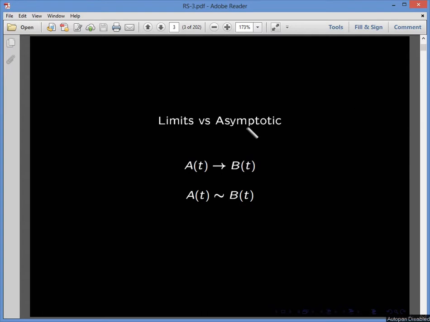To talk about the Riemann sum, I'd like to talk about limits and asymptotics first. This arrow symbol here is for limits, and this wavy symbol here is for asymptotic. Limits are defined as follows: if a(t) minus b(t) approaches 0, we write a(t) approaches b(t). We say a(t) is asymptotically equal to b(t) if a(t) divided by b(t) approaches 1. Sometimes this one is an accurate measure of the behavior of this function, and sometimes this is a better accurate measure.